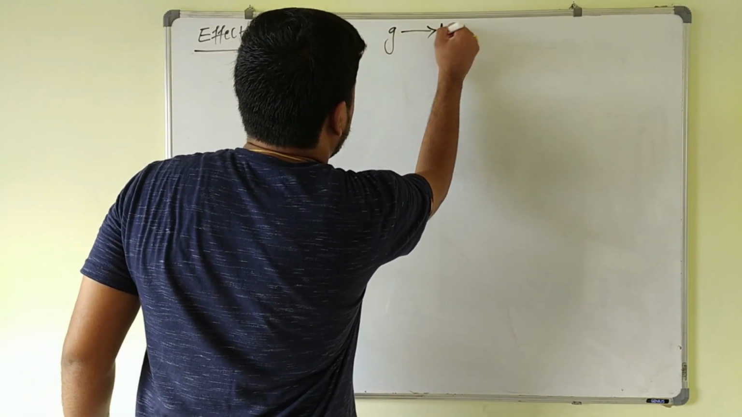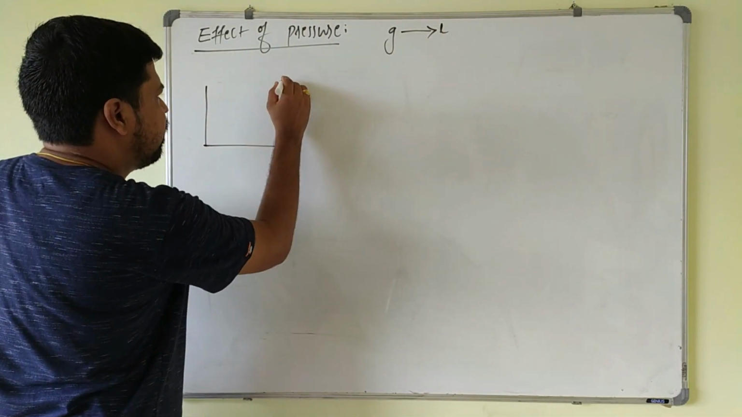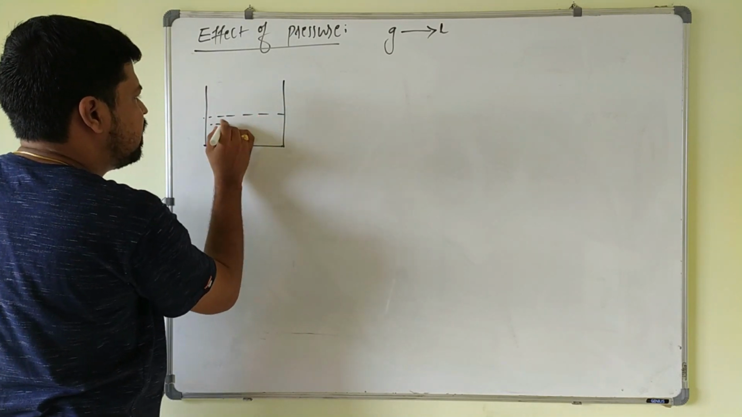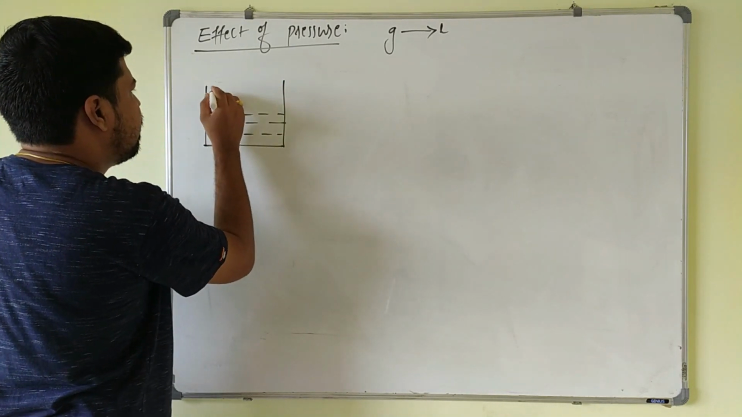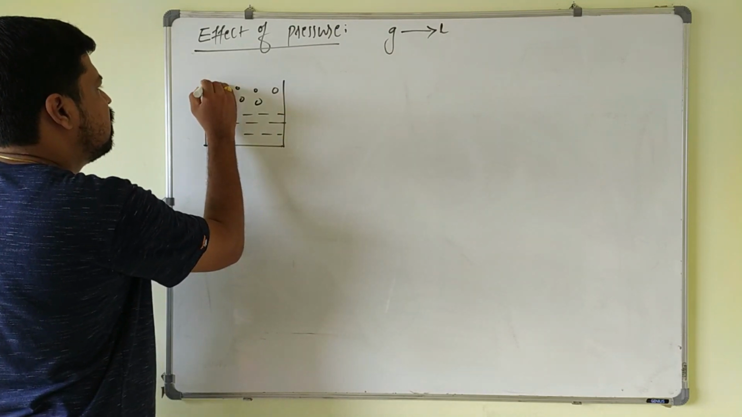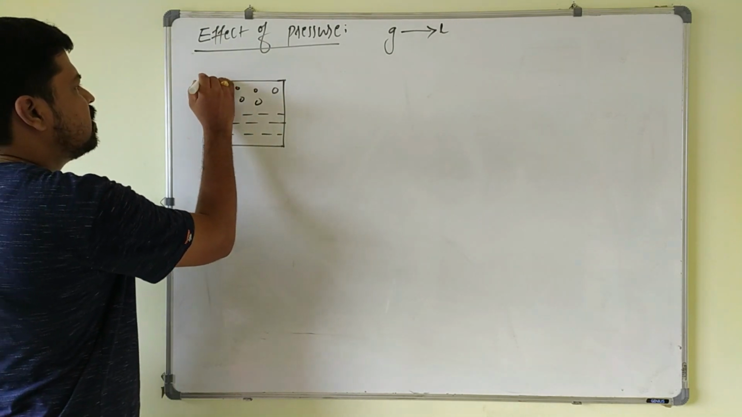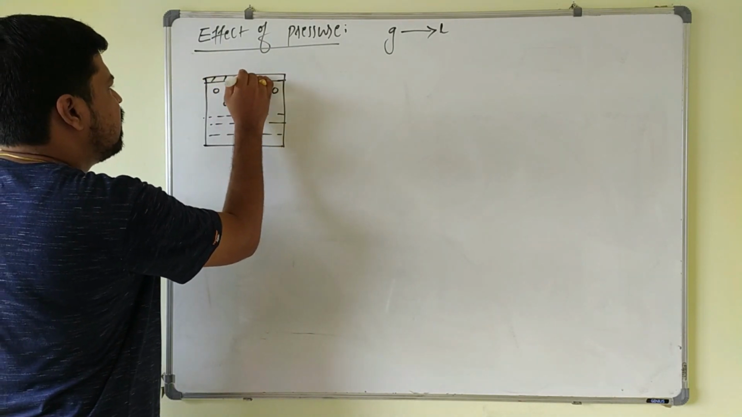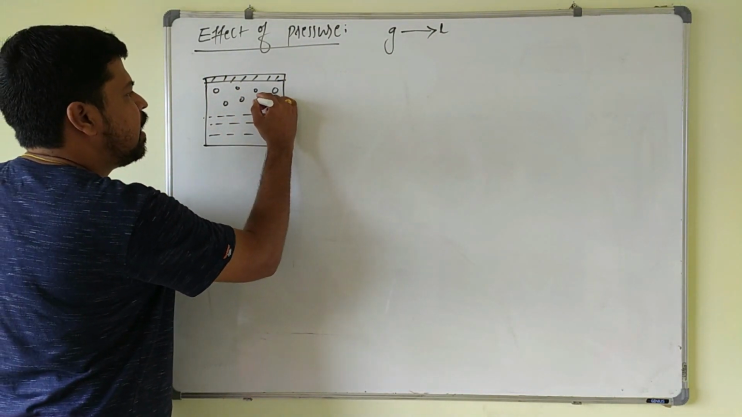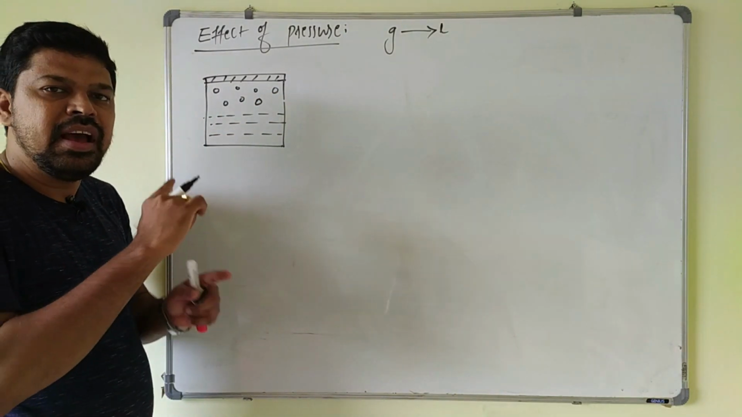In this one, if you want to dissolve a gas in a liquid, you will consider a system in which the lower portion is filled by the liquid and the upper portion is filled by the gas. Now this vessel is completely closed, and it is fitted with a frictionless piston here. Now these gaseous molecules are randomly moving. We know that according to the kinetic theory of gases, these gaseous molecules are randomly moving.